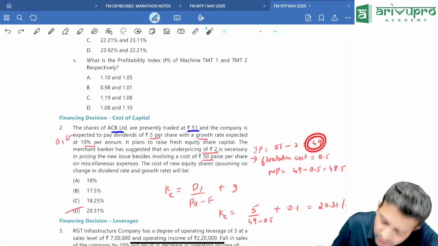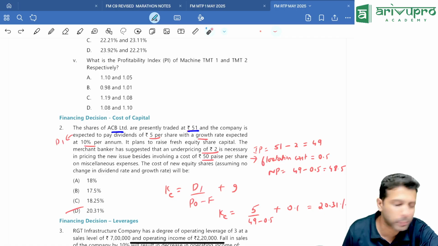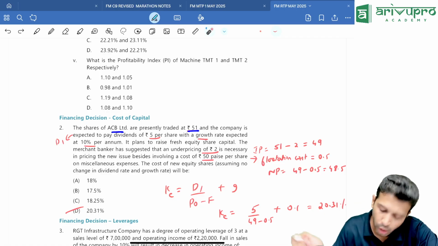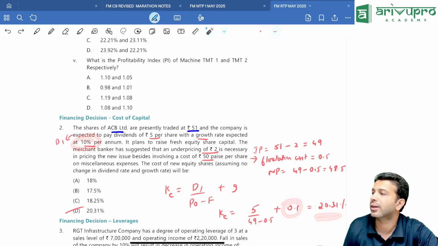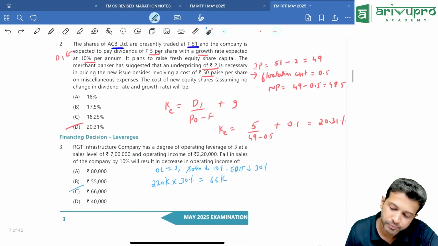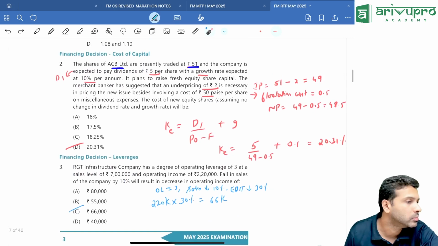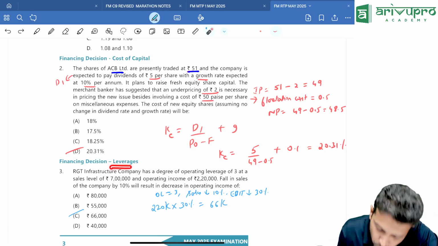What is the issue price? 49. 49 minus flotation cost, so our net proceeds will become 48.5. Whole thing added by the growth rate. What is the growth rate, sir? 10%. Do that, you will get 20.31%. So D is the right option here. Any problem in this question? Pretty straightforward this also. Yes, sir. Okay, move on to the next question.